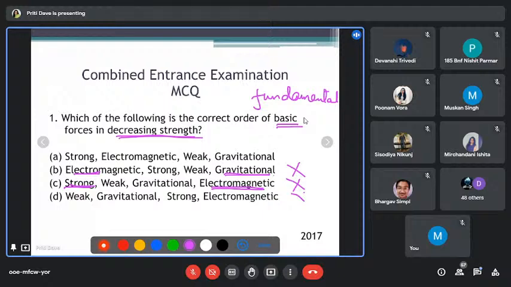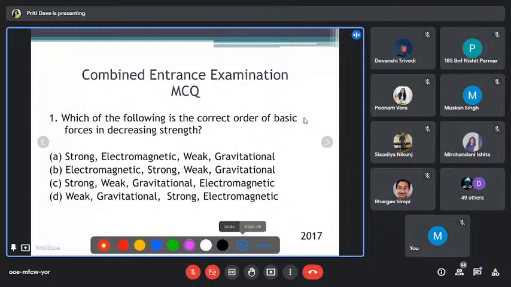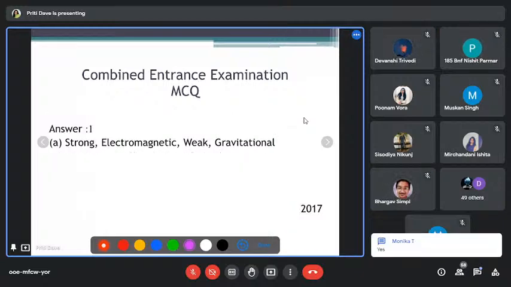If this same question was asked in increasing strength, what should have been your answer? Then it should be gravitational force, then weak force, then electromagnetic, and then strong. All right, everybody? Decreasing strength means going down, the strongest first and the weakest force last. Is everybody clear with this? I already said the answer is this.